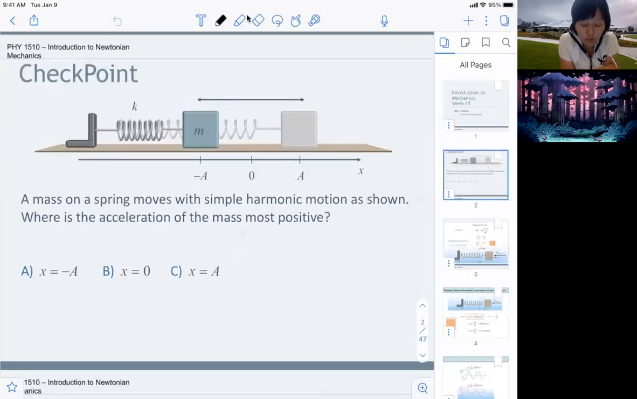So one way to make a simple harmonic motion is to, for example, attach a mass to a spring, right? You can say you compress the mass by amplitude A, and you push the spring and you let go. So what will happen is this mass will oscillate back and forth in between these 2 points, negative A to A, right?